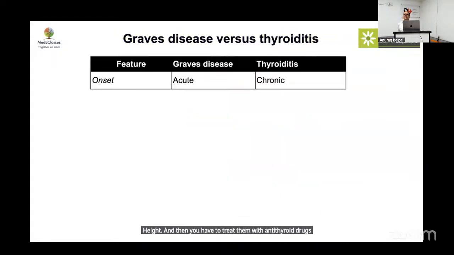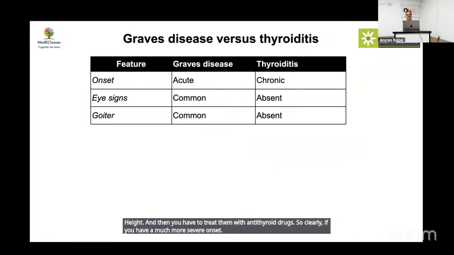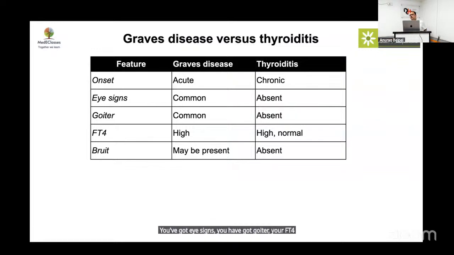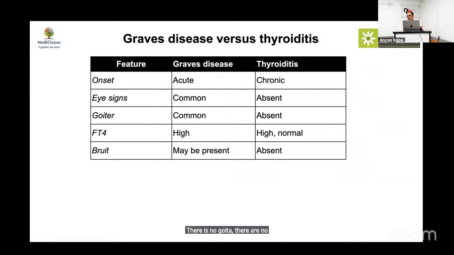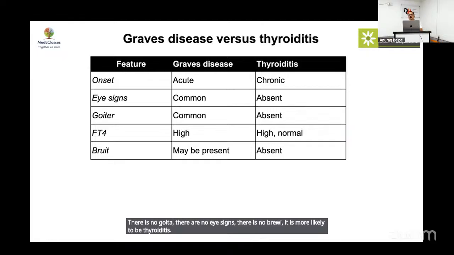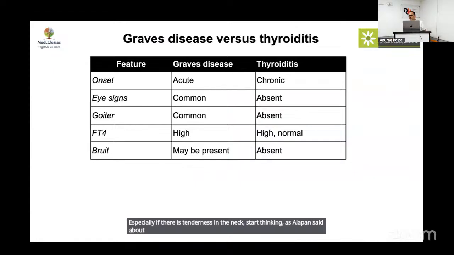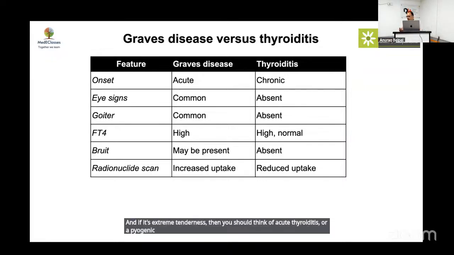So clearly, if you have a much more severe onset, you have got eye signs, you have got goiter, your FT4 is very, very high, you should think of Graves' disease. While if FT4 is not that high, there is no goiter, there are no eye signs, there is no bruit, it is more likely to be thyroiditis. Especially if there is tenderness in the neck, start thinking, as Alapan said, about subacute thyroiditis. And if it's extreme tenderness, then you should think of acute thyroiditis or a pyogenic infection.